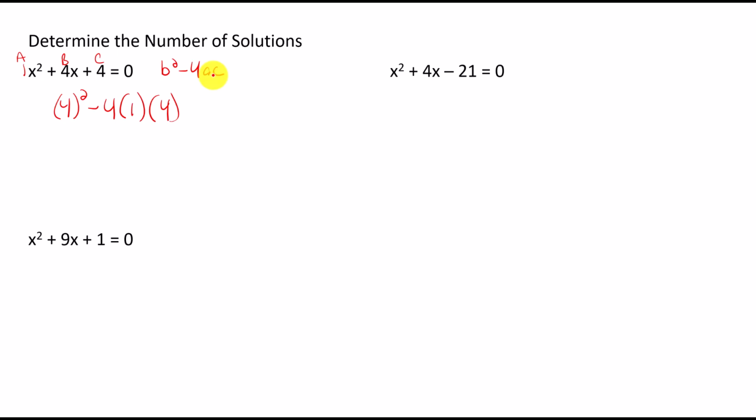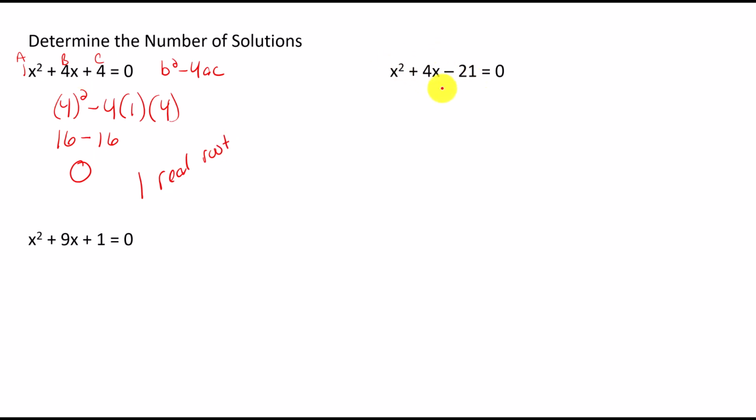And now I'm going to evaluate this. So 4 squared is 16 minus 4 times 1 is 4, times 4 is 16. And of course you can do that in your calculator and we get 0. Remember that when this was equal to 0, that means there is one real root. Okay, by getting 0 for b squared minus 4ac, we know there's going to be exactly one real root. So there's going to be one x-intercept from our graph, okay?